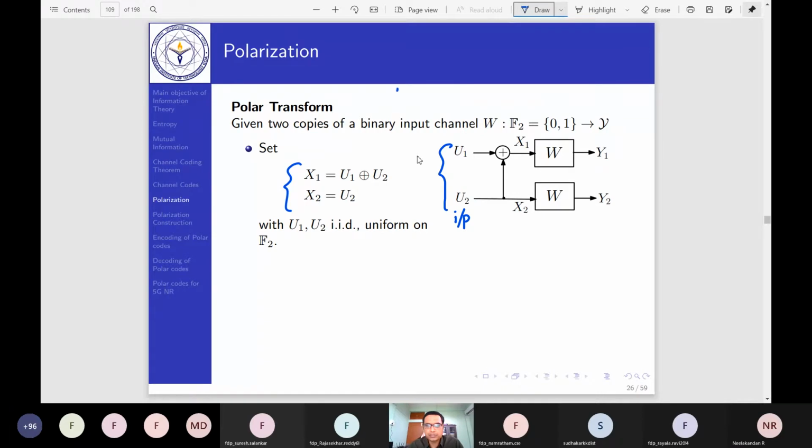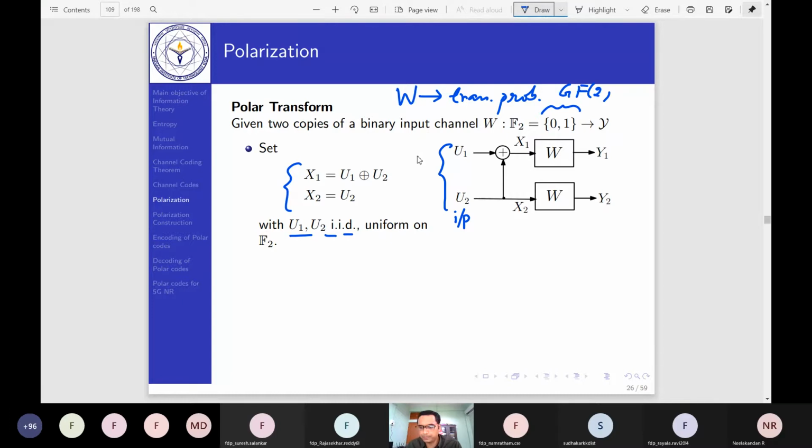This W actually refers to the transition probabilities. And we receive Y1 and Y2. We assume that U1 and U2 are independent and identically distributed uniformly over F2. F2 is your binary field, GF(2), Galois field 2. So this is the basic polar transform.